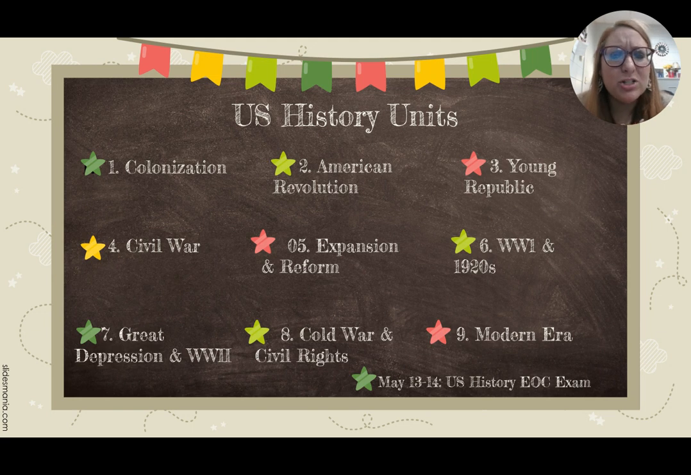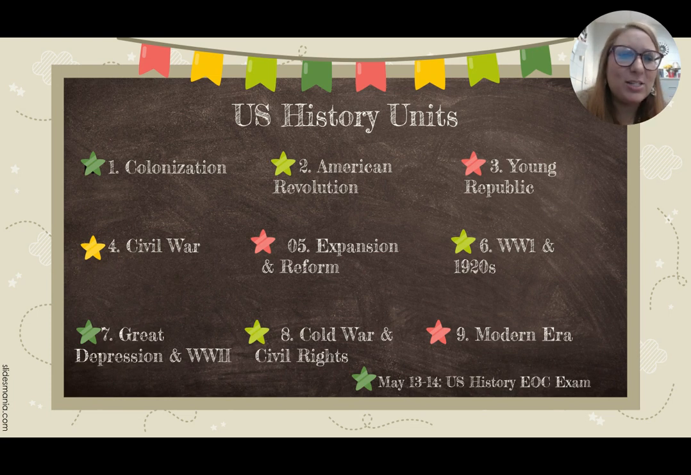Then we move on to expansion and reform. Here we're talking about big businesses, so Andrew Carnegie, Rockefeller, and then we're going to talk about all kinds of different reforms that come about in the United States, trying to make the U.S. a better place for everyone. Then we move into Unit 6, which is all about World War I, and then we get into the 1920s.